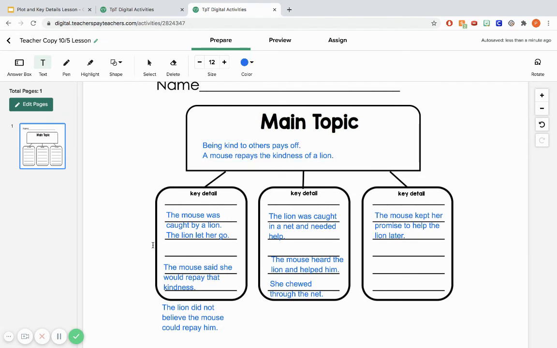We asked a lot of questions. We asked what happened, how did it happen, different things like that. Make sure you're asking these questions when you read.